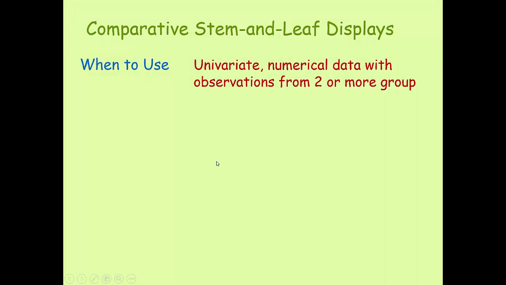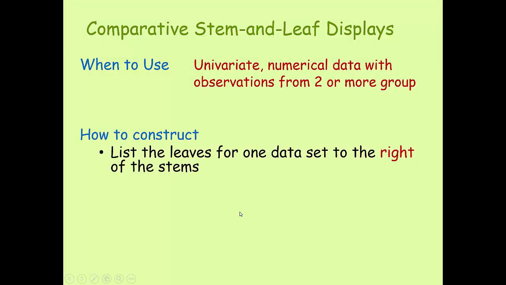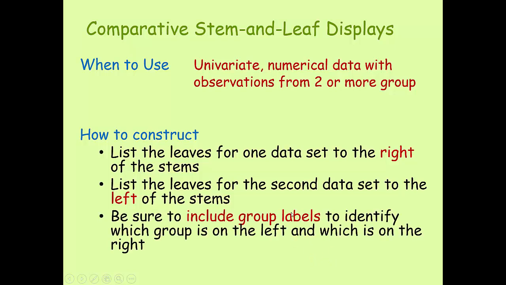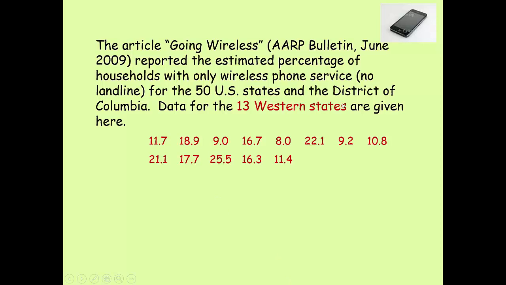I can do a comparative where I compare 2 or more groups. I do the same thing. I list the leaves for one data set, and the other one I'm going to put to the right. So I have my leaves on the left, I have my leaves on the right, and again, be sure to include labels. So here's another 13 western states given here.